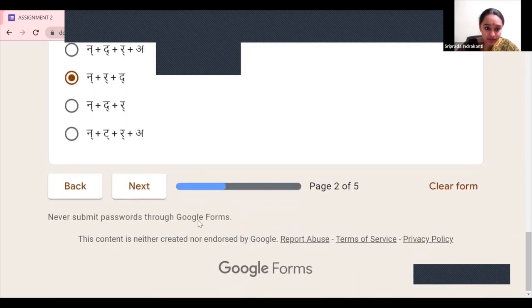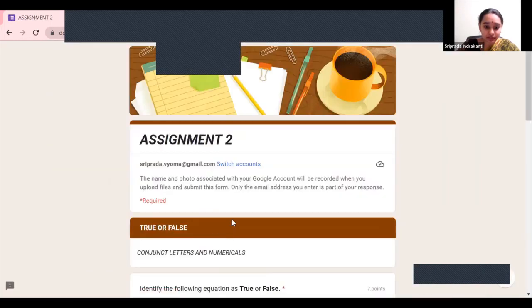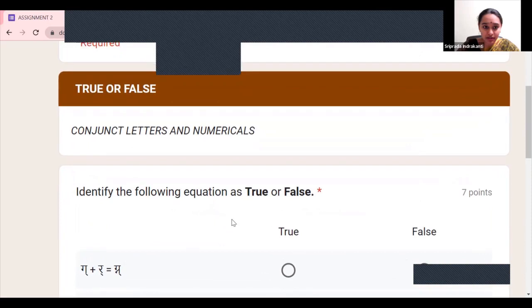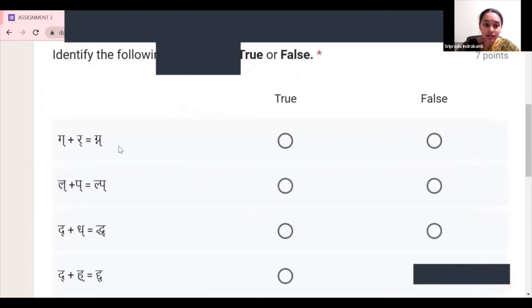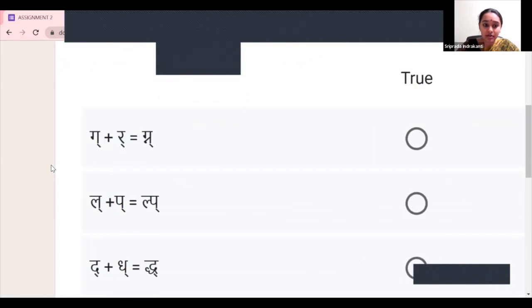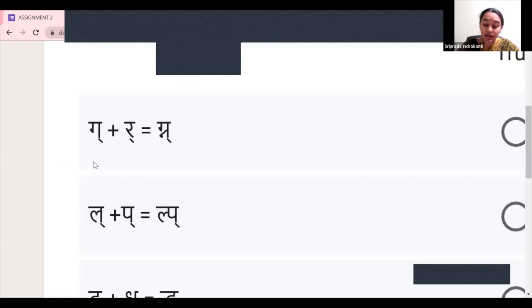Okay. Next page. This is the third page where we identify true or false. Look carefully. Remember how Ra looks when it's the second Vyanjana. And this can be confused with another letter. I think I mentioned this in the last class.